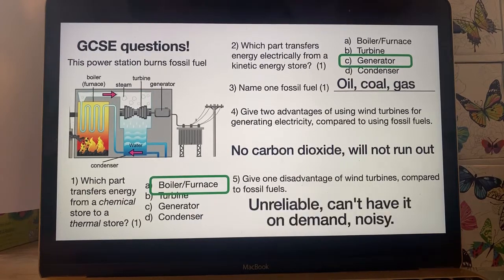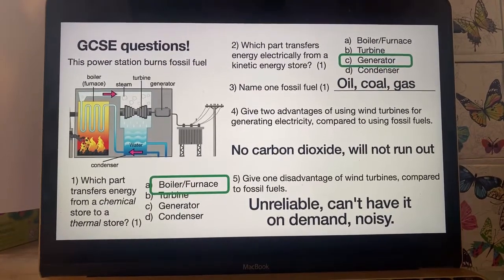And one disadvantage is that they are unreliable, or you could have said you can't have it on demand, or you could have said they're quite noisy as well. Not that I think anyone really wants to live next door to a power station, but yeah, I think wind turbines can be particularly distressing.